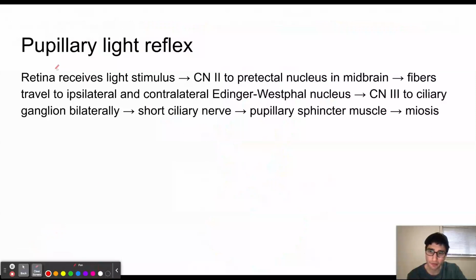Here's a recap of the pupillary light reflex. This is what we discussed. This is a summary. I would suggest that you go over the picture on your own so that you know how this process works. This is very clinically relevant and is highly tested on exams.